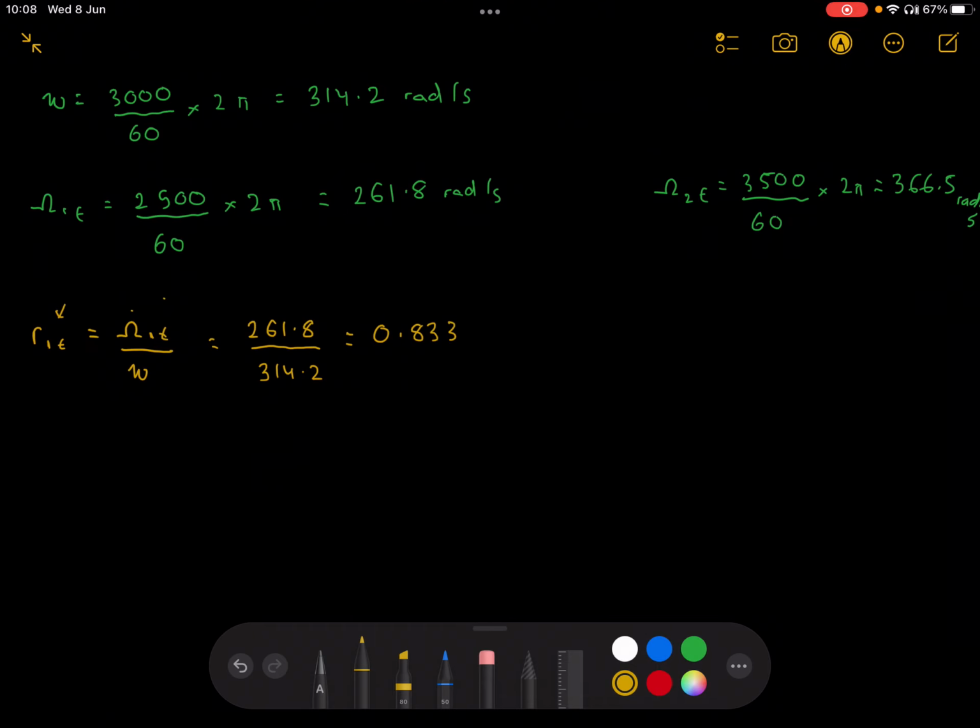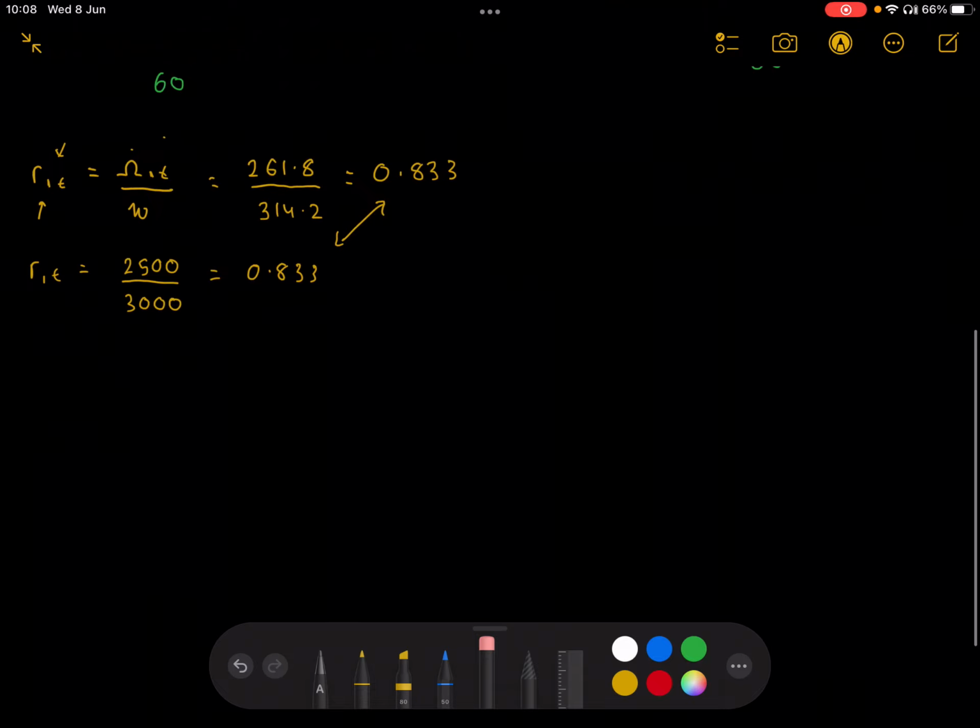If, let's say, you want to use RPM straight away, because it's a ratio of the frequency, you can also use 2500, which is the natural frequency when we use the trial mass absorber of 2 kg, over 3000 RPM, and we'll still get the same answer. Once we have determined that, we can determine the mu.